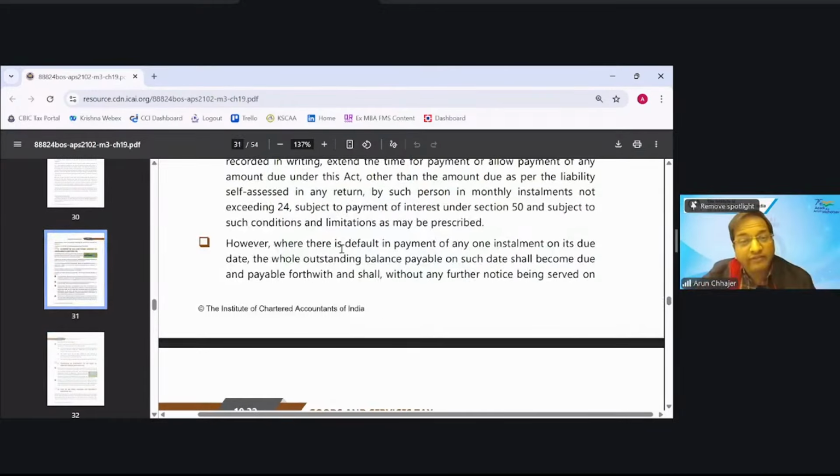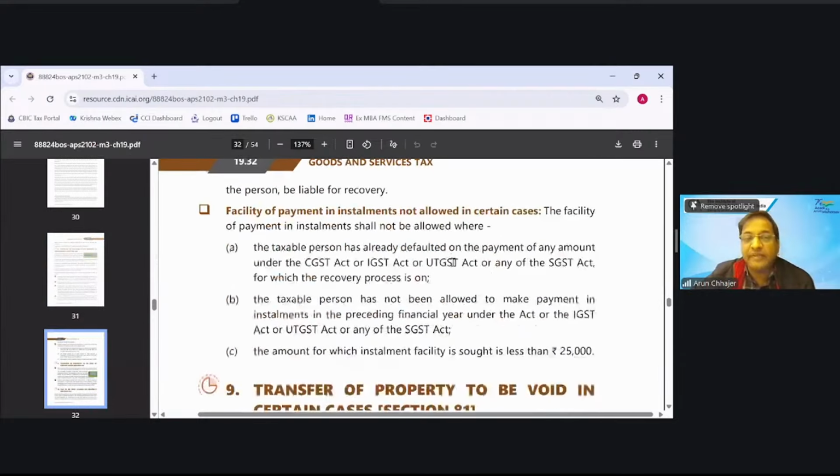हाँ. However, on default of any one installment, the whole outstanding will become due immediately. मतलब अगर एक इंस्टॉलमेंट में डिफॉल्ट किया, it means बाकी जितना भी अमाउंट ड्यू है उसके लिए इंस्टॉलमेंट applicable है, it will immediately be recoverable.